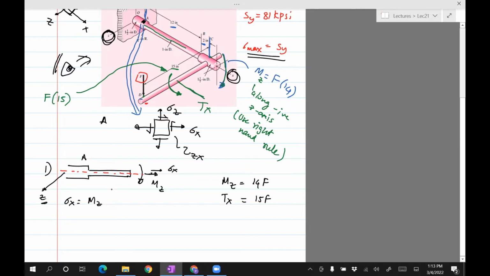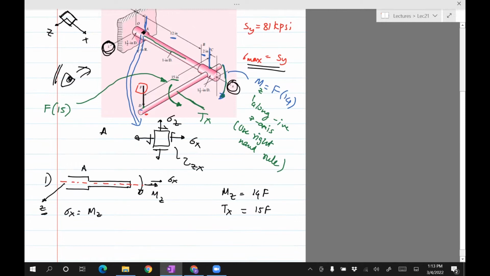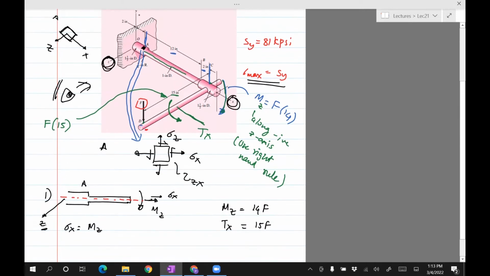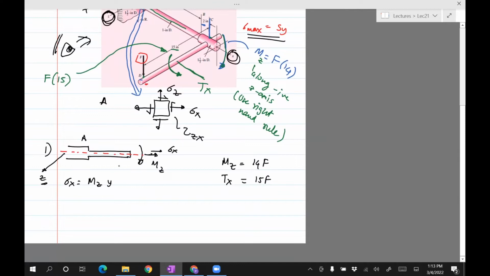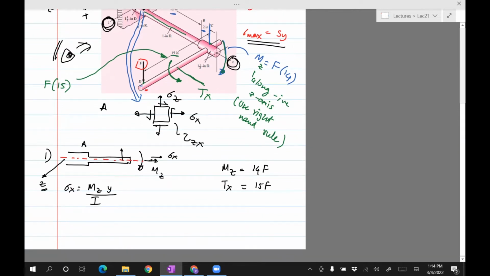So sigma x would be Mz times the distance along the y-axis, measured from the neutral axis, divided by I. M is known. We need to compute y and I. Y is d divided by 2, because the maximum stress occurs at the outer surface. And the inertia, from the table, is pi d to the power 4 divided by 64. And then we check that.